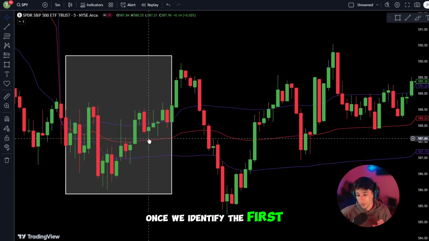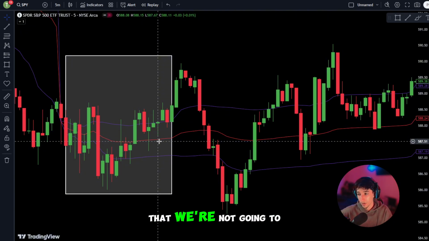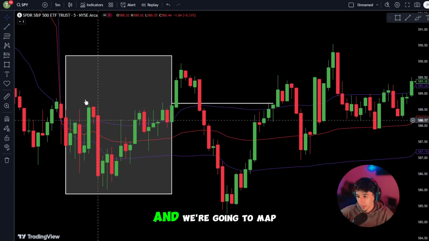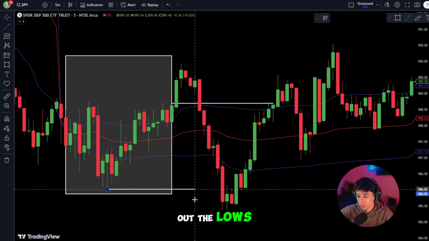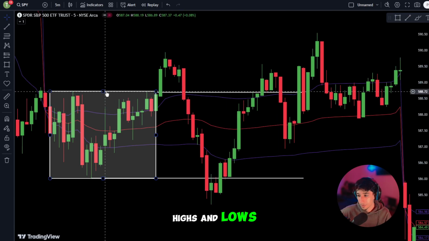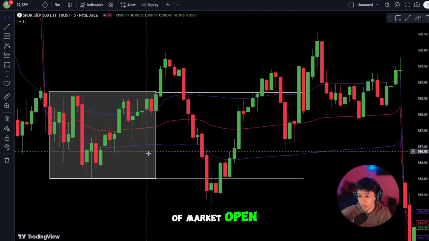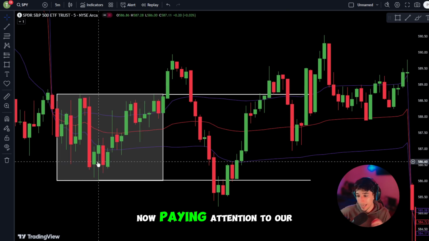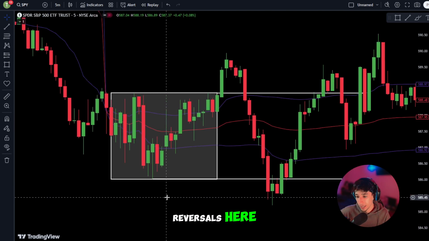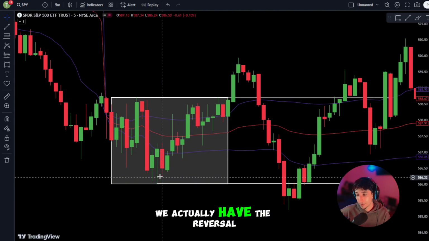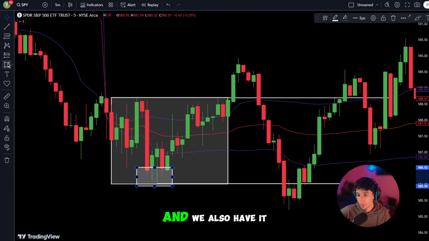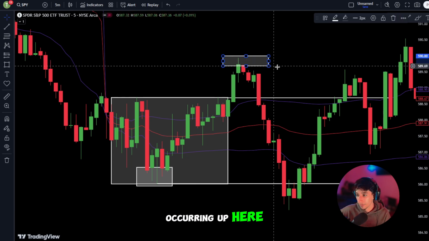Once we identify the first 2 hours of market open that we're not going to trade, we are going to map out the highs and we're going to map out the lows. So once I have the highs and lows of the first 2 hours of market open, it is going to give us a decent range to trade off of. Now, paying attention to our reversals here, you guys can see that we actually have the reversal price action occurring over here, and we also have it occurring up here.